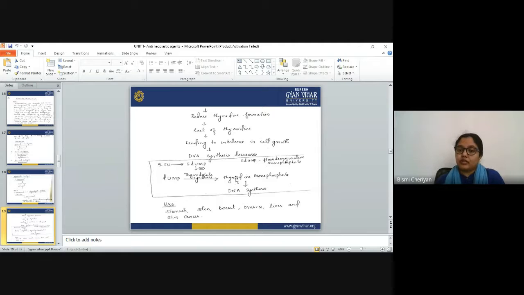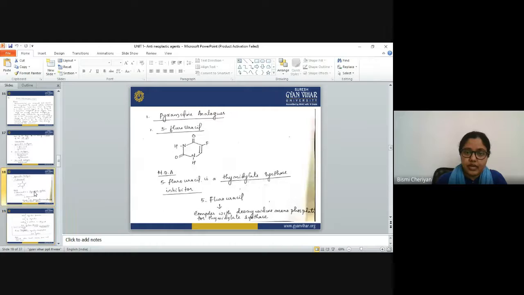When the synthesis of thymidine monophosphate reduces, obviously the synthesis of DNA also reduces. Okay, so this is the normal mechanism of action of 5-fluorouracil. Same thing I have written here. 5-fluorouracil competes with deoxyuridine monophosphate for thymidylate synthetase. Okay, it means this 5-fluorouracil competes with the deoxyuridine monophosphate.